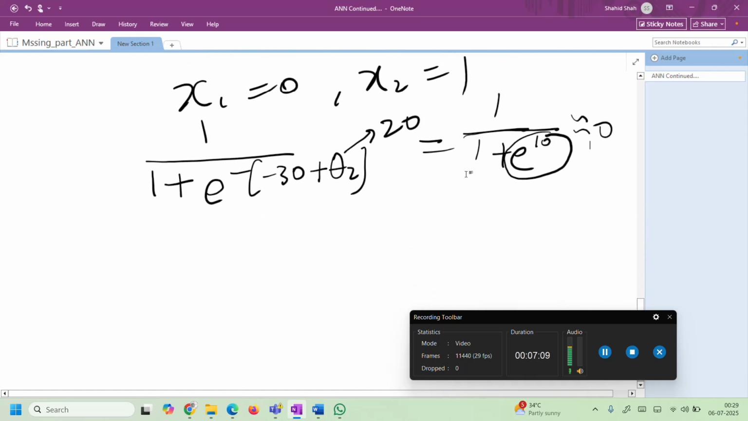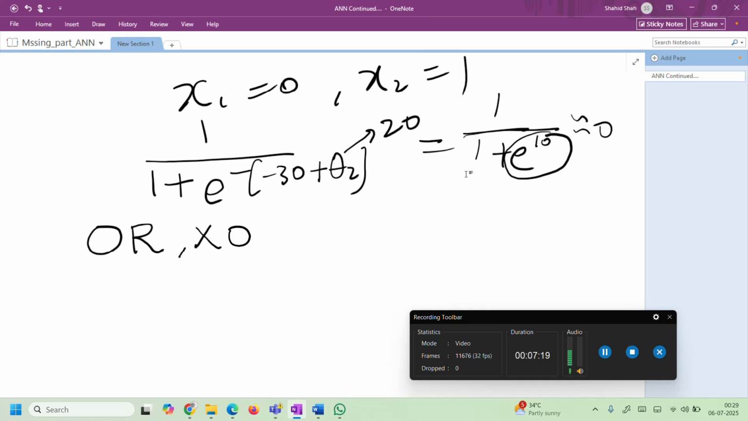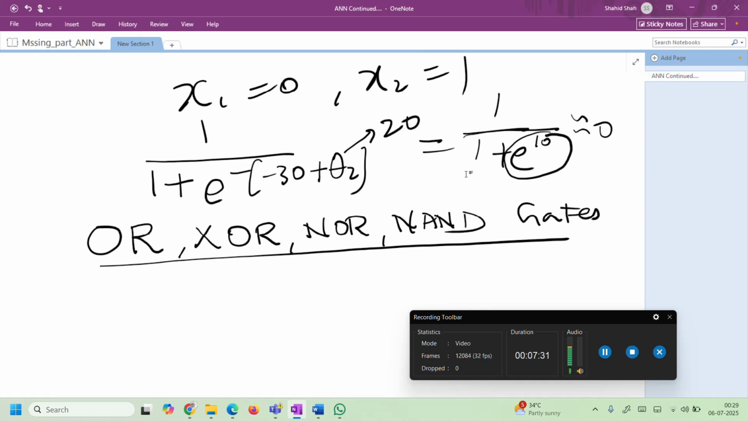So that was the part which was not clear in the previous video. Now this is the exercise for you, and it's very easy. Similarly try to mimic OR, XOR, NOR, NAND gates, and whatever gates you can easily see. These are the basic gates, it is sufficient. Just look into what should be the values of these thetas, so that the neural network behaves like these gates.